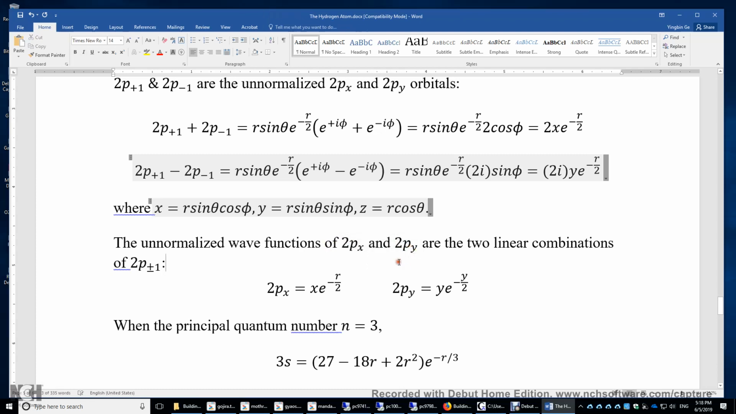And also, it's easy to see that in the 2px orbital, there's a nodal surface when x equals 0. In the 2py orbital, there's a nodal surface when y equals 0. Again, they are simply just x or y multiplied by this exponential function. I'm sorry about this mistake here.